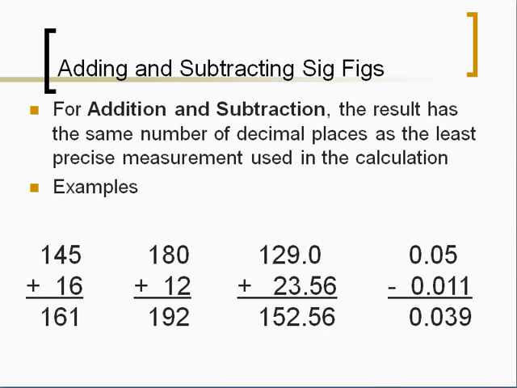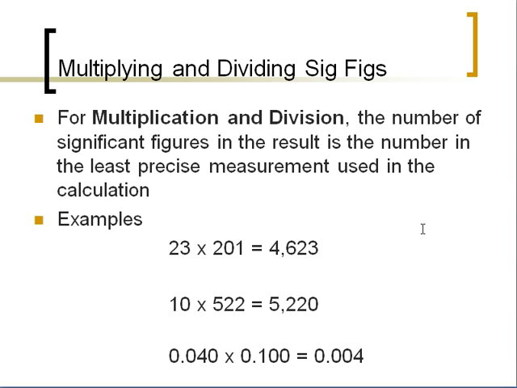Okay, let's move on to the next, multiplying and dividing. Multiplying and dividing is a lot easier. And most of the stuff you do in chemistry and physics really has to do with multiplying and dividing. So for multiplying and dividing, the number of significant figures in the result is the number of the least precise measurement used in the calculation.